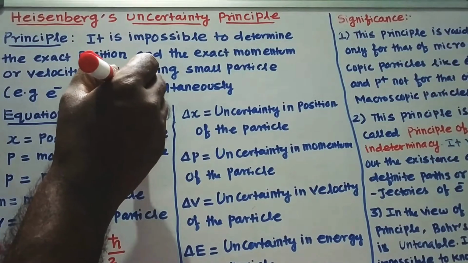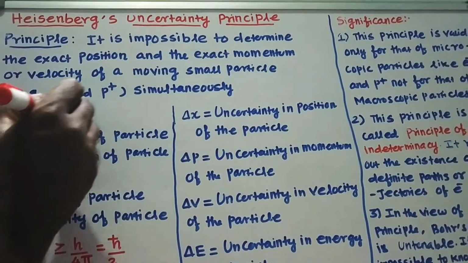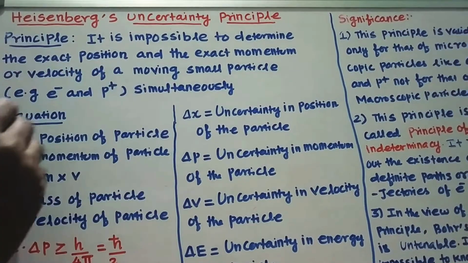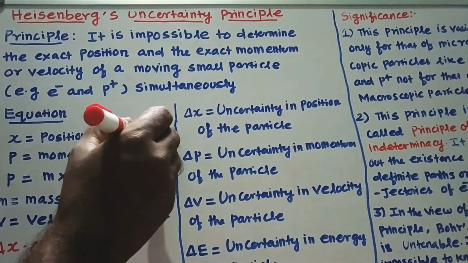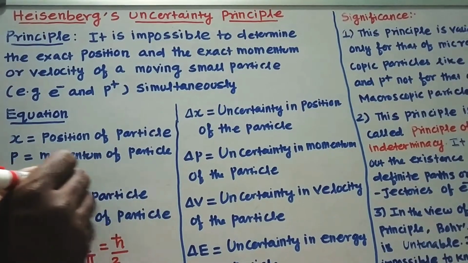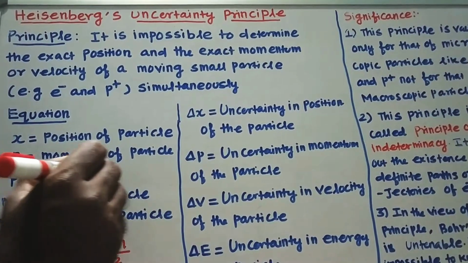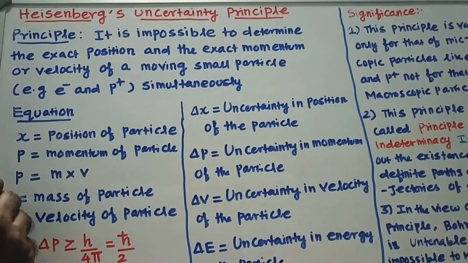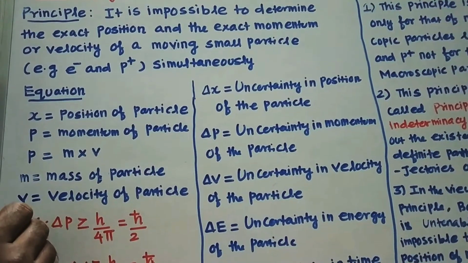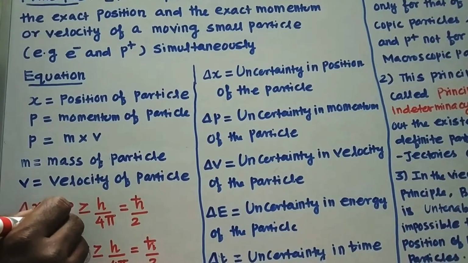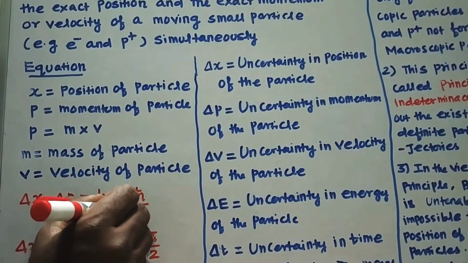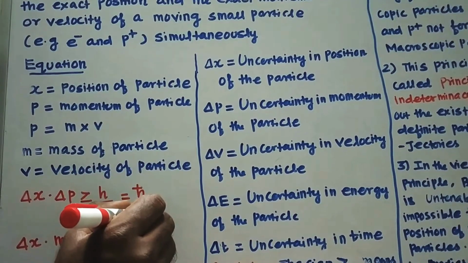Now we are going to see the equations, where x indicates the position of the particle, p indicates the momentum of the particle, p is equal to the product of m into v, where m indicates the mass of the particle and v indicates the velocity of the particle. Then the product of delta x into delta p is greater than or equal to h by 4π, or it's also equal to h by 2π.